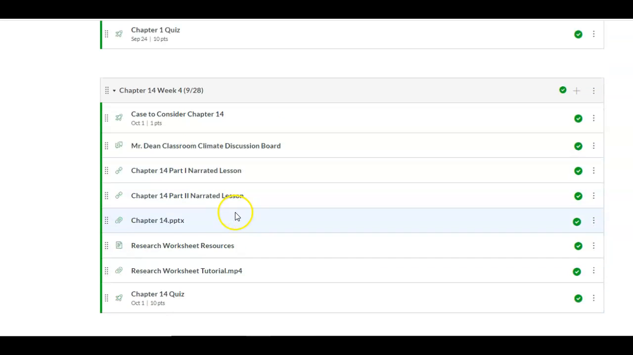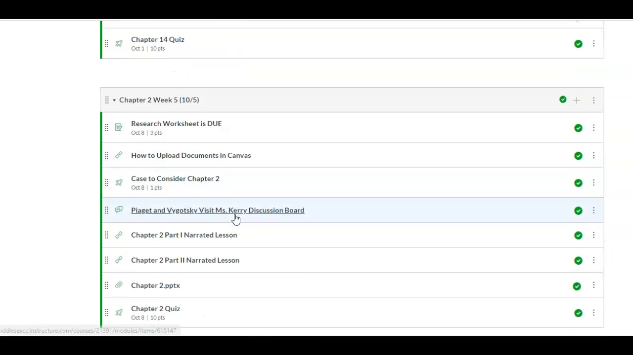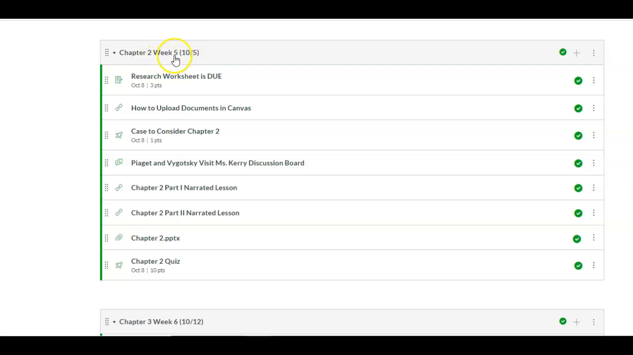Okay, so all the modules are laid out the same way. As we look at, let's say, week number 5 here, which we're going to be working on chapter 2, your research worksheet is due. That's where you would upload it. This is how to upload it into the assignment. Then you've got your case, your discussion board, your narrated lesson broken up, your PowerPoints to follow along with, and then your quiz. So that is essentially the course layout. That's how it's going to work in this course.